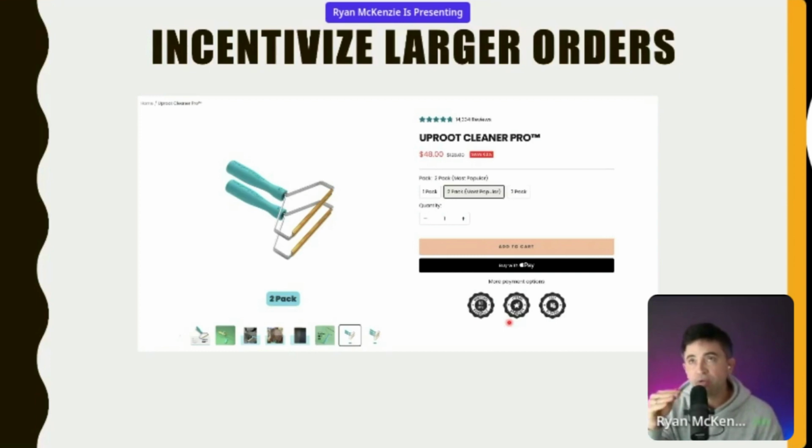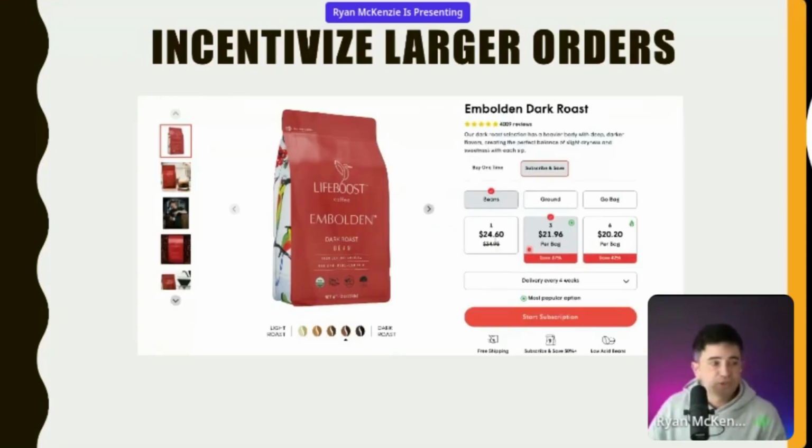So you can solve this or partially solve this by incentivizing people to take multiple, or incentivizing them to take larger volumes. And this first one here, these guys have a really cool landing page actually overall, but it's Uproot Cleaner Pro. Above the buy box, you see 1-pack, 2-pack, most popular, and 3-pack. Under the Uproot Cleaner Pro product name there, you have the pricing, you see the discount, and the percentage saved. This buy box is okay. It's decent. It doesn't do a lot to really push you or to incentivize you to take the 3-pack unless you actually physically click it. But I'll show you a better example.